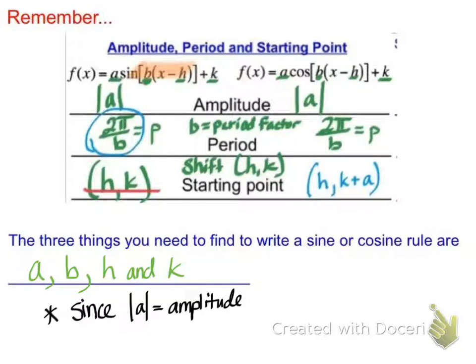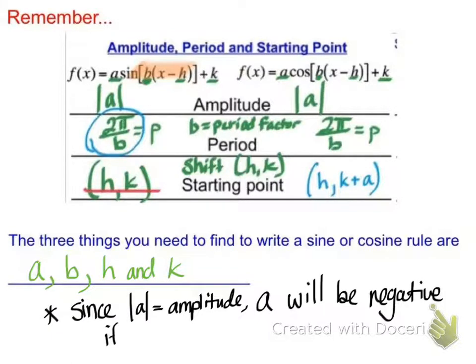One other thing that we need to remember is that since the absolute value of A is the amplitude, we won't always be able to tell from the graph if that was a regular 2 or negative 2 because the absolute values are identical. So in order to remember amplitude, we have to remember that A will be negative if the parent function is flipped. So typically I'll recommend that you try to find a starting point so that you won't flip the graph, but sometimes it makes more sense to write a rule such that we do flip the graph.